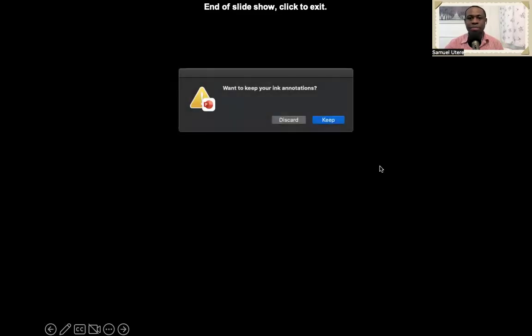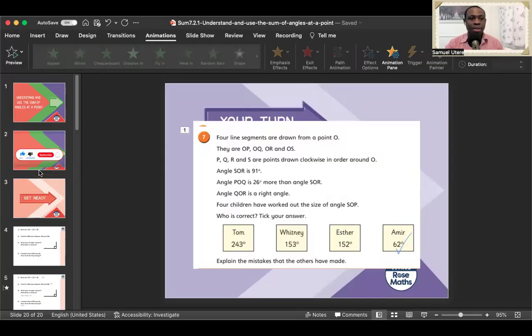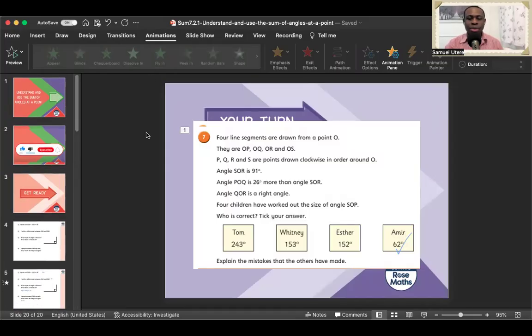And that brings us to the end of our lesson. So well done for sticking around and for learning how to use the knowledge of angles at a point being equal to 360 degrees to answer some questions in maths, to build your knowledge in maths.